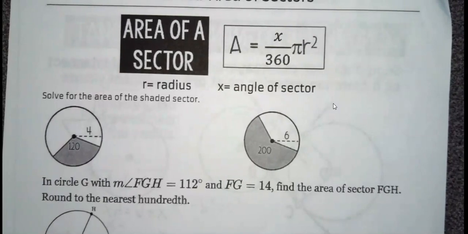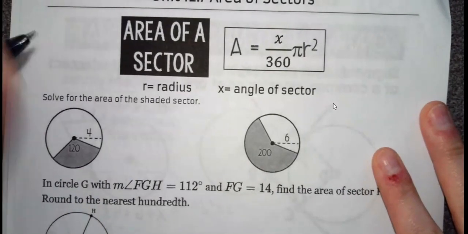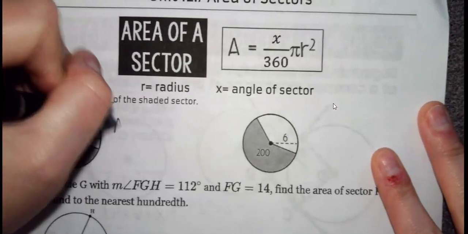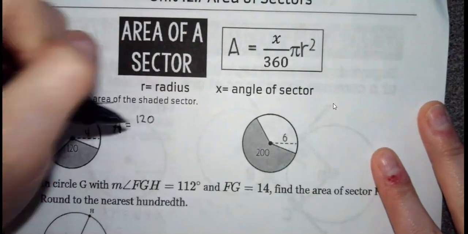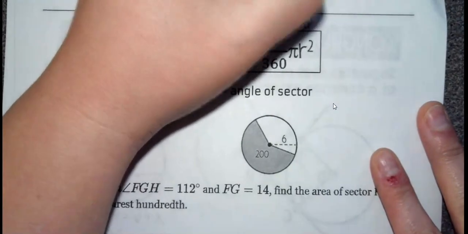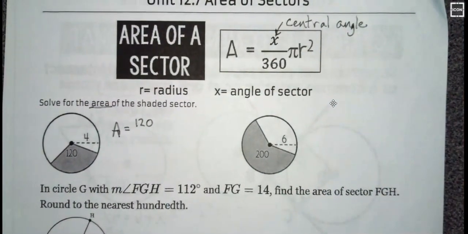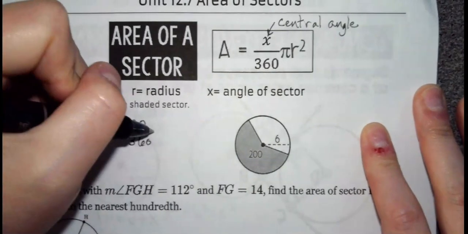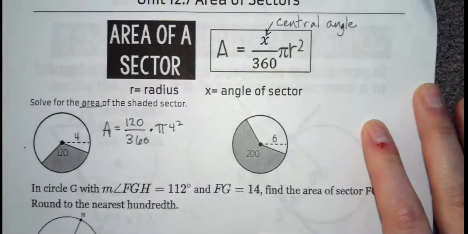So it's going to end up being smaller than your total area because the sector is smaller as well. It says find the area, so you're going to say area equals, your x is going to be 120. Your x is your central angle, so I would suggest writing that here. Yeah, and then times pi times 4 squared. And this whole thing can go into the calculator.